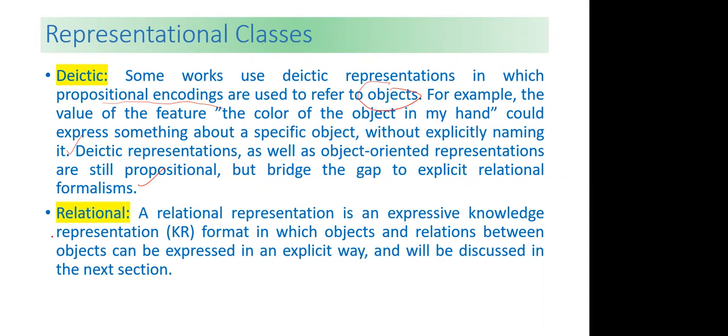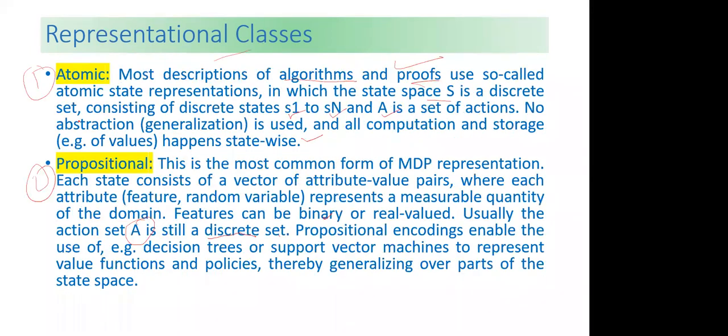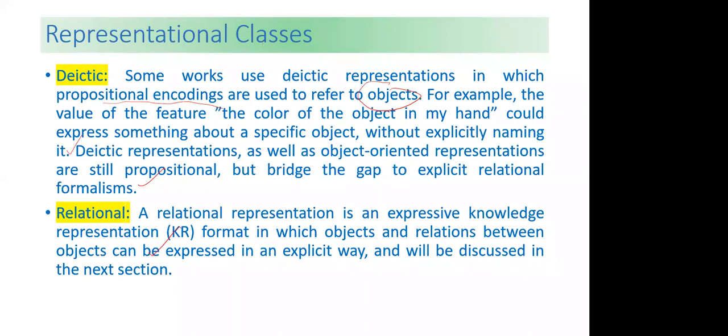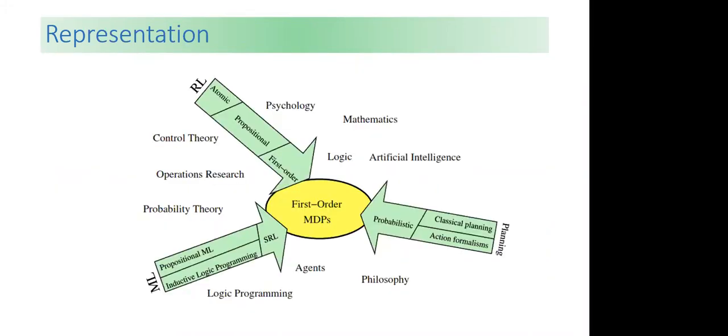Next one will be the relational representation. A relational representation is an expressive knowledge representation format in which objects and relations between objects can be expressed in an explicit way, which will be discussed in the next section. Right now you may have a little difficulty with atomic and propositional and what they are doing, but when we do the practical things, you will have clarity.